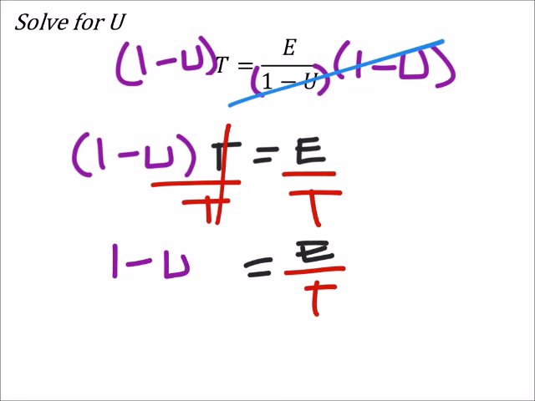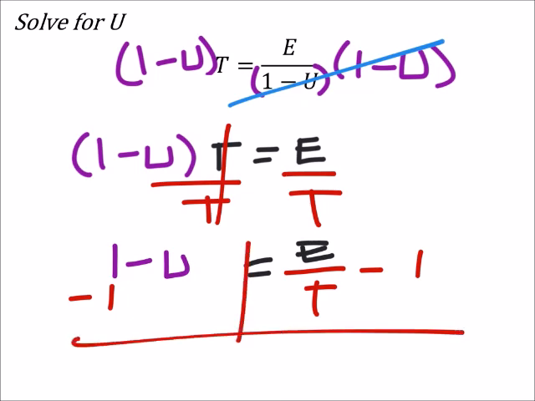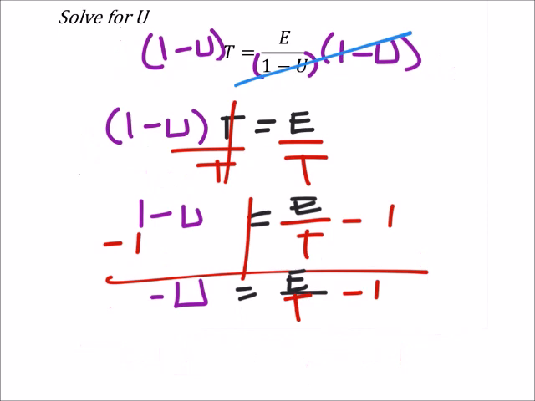So from here, since that's a positive 1, if I subtract 1 from both sides, see what I did there, just like solving a regular equation, then I'm left with a negative u equals e divided by t minus 1. Well, that's a negative u. So what I'm going to do is go through this and divide both sides by negative 1. So I kind of have to look at it like this. Divide by negative 1 there.